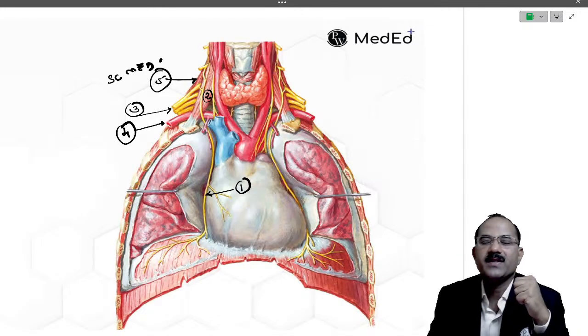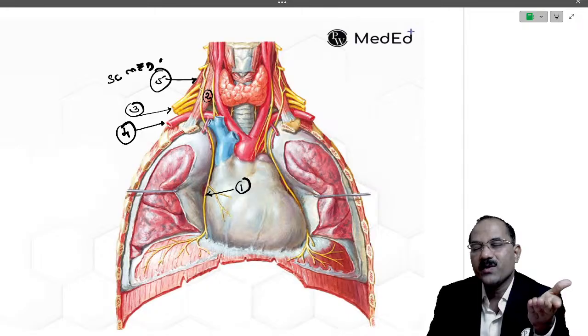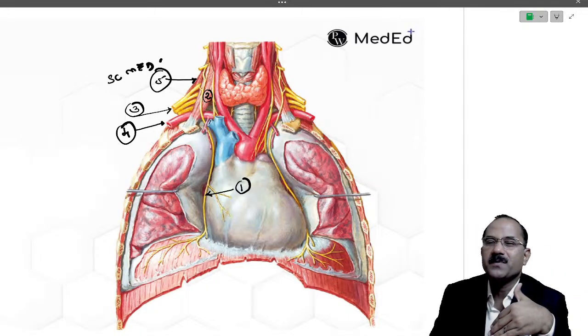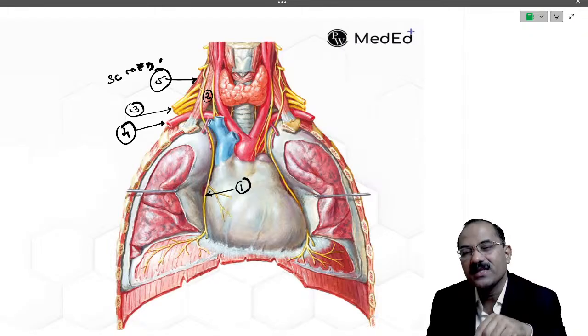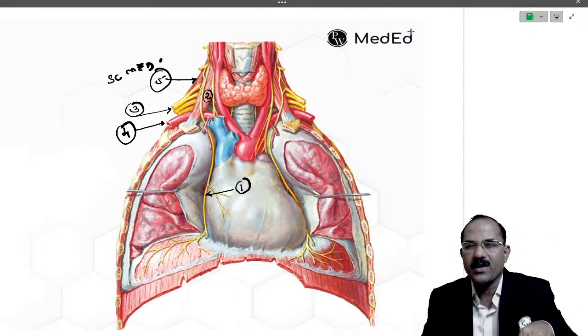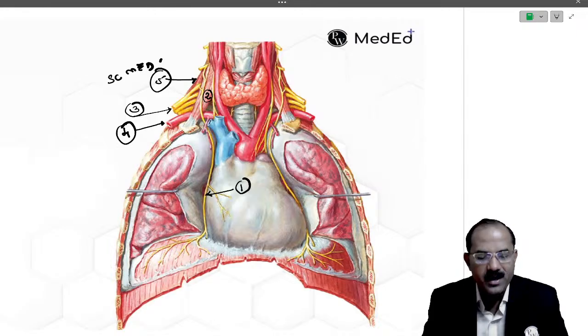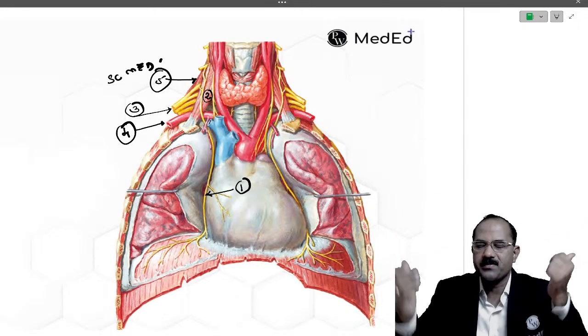thoracic inlet. The phrenic nerve lies in the superior mediastinum. Then it goes in front of the hilum of the lung. The right phrenic nerve goes along with the IVC into the abdomen. The left phrenic nerve directly pierces the diaphragm and enters the abdomen, and it supplies the diaphragm from the inferior aspect.